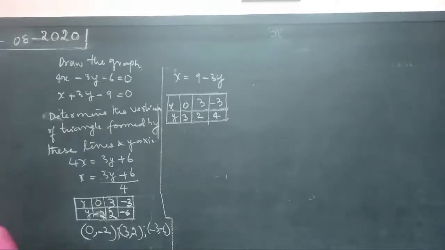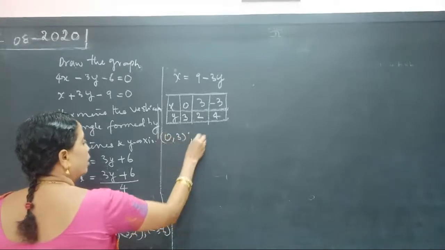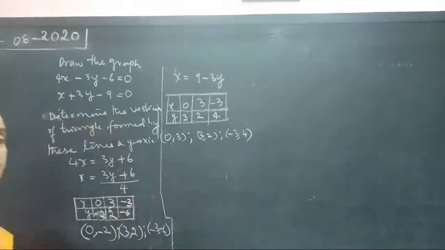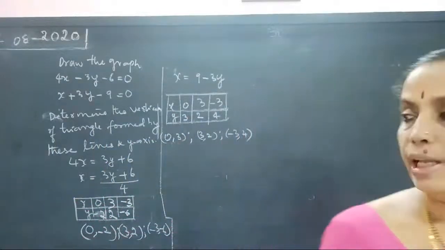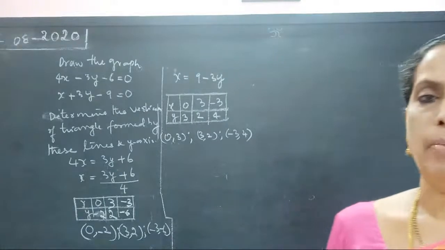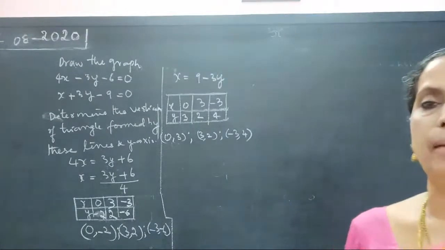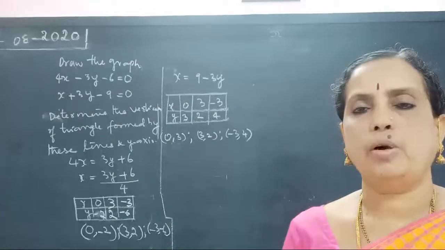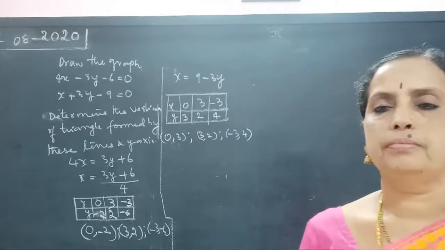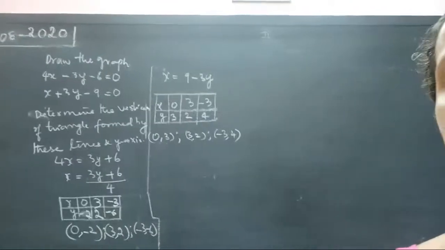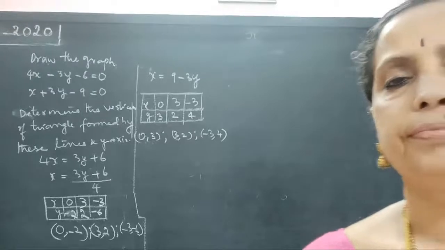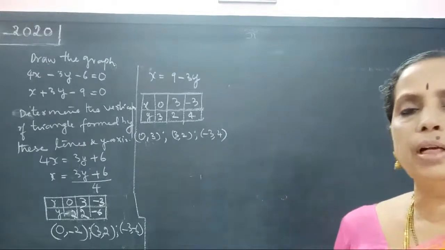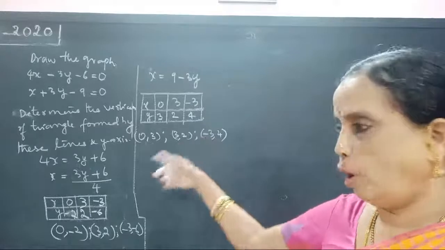Clear? Now the ordered pairs: 0, comma 3; 3, comma 2; minus 3, comma 4. Can you now guess where exactly the two equations will intersect, by seeing the values in the tabulated column? Come on, give me the answer. What will be the point of intersection ordered pair? Just by seeing the ordered pairs in the two tables, you can easily guess. Yes, it intersects at 3, comma 2, because 3, comma 2 is common in both the ordered pairs.